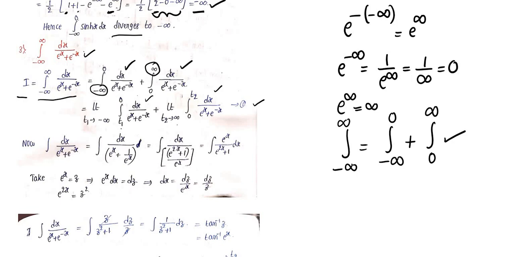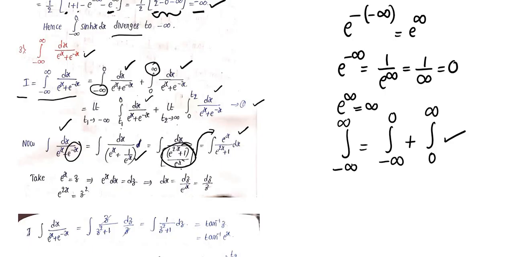Now I am finding the value of the integration of dx by e power x plus e power minus x. e power minus x can be written as 1 by e power x. Take the LCM, that is e power x only. Here I am getting e power 2x plus 1. Here e power x is the LCM. Whenever a fraction lies in the denominator, it goes to the numerator, as e power x by e power 2x plus 1.